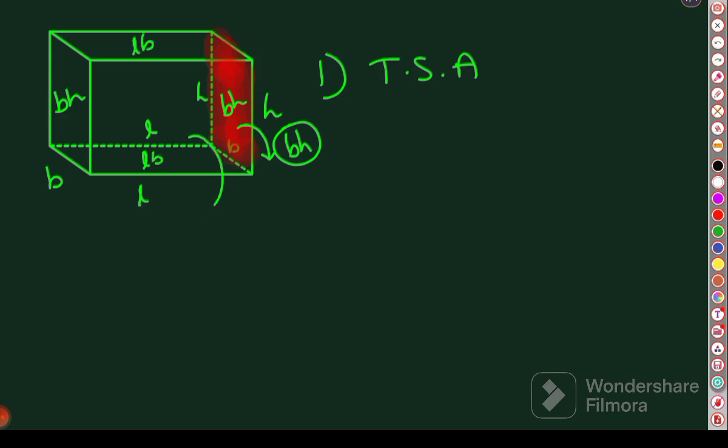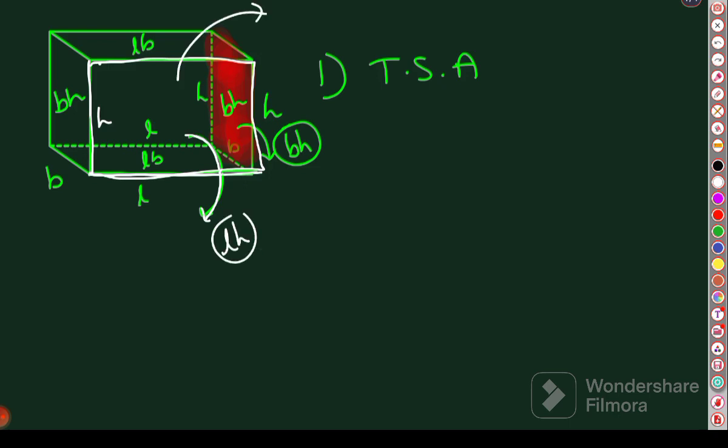If you talk about the front, then you can see length L and the height H. Okay, that means the area of this one is what? Area will be LH. So the back side will also be LH. Okay, so if I ask you what will be the lateral surface area?